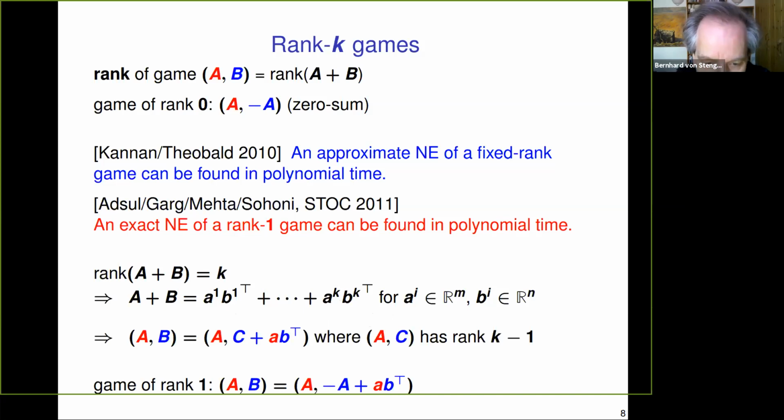now this in particular implies that we can write the rank k game, if k is at least 1, as a game of rank k minus 1, A C, plus a rank 1 matrix A B transposed. And if the game itself is of rank 1, that means then this is of rank 0. So we have here A and minus A plus A B transposed.